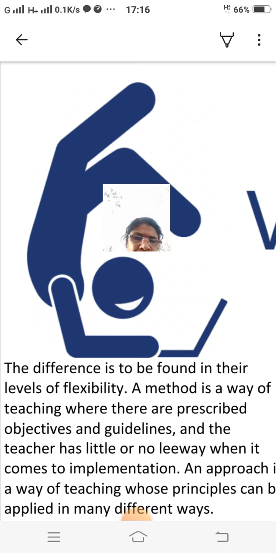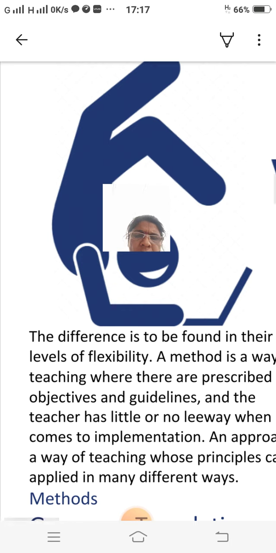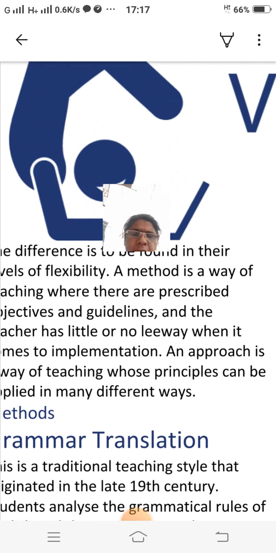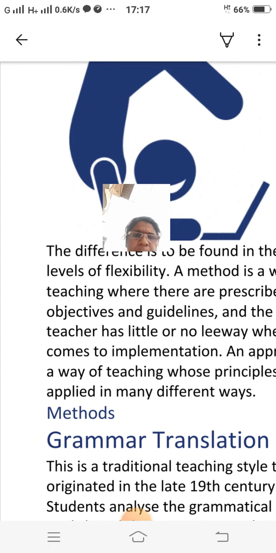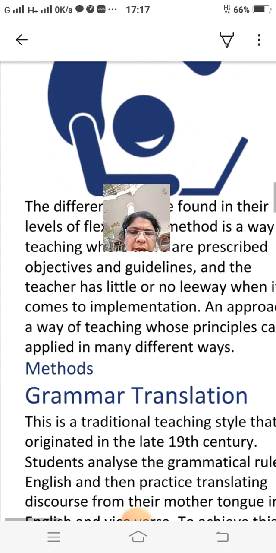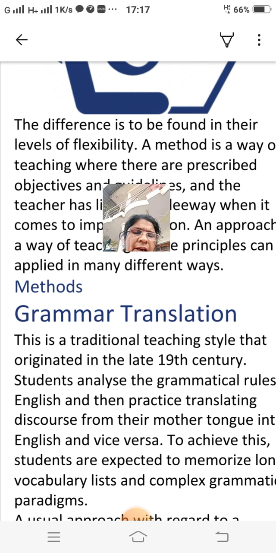A method is a way of teaching where there are prescribed objectives and guidelines, and the teacher has little or no leeway when it comes to implementation. An approach is a way of teaching whose principles can be applied in many different ways. Methods. Grammar translation. These are the methods.